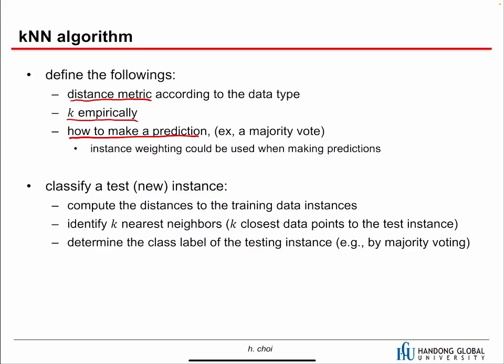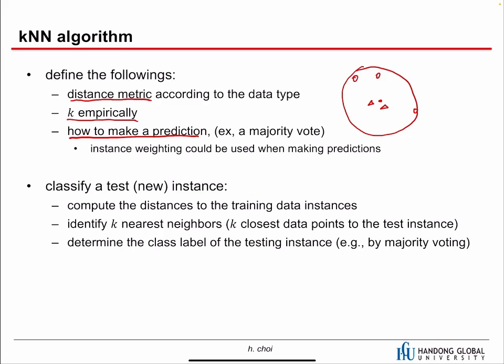So in the previous slide, I just used a majority vote, right? But that's not the only way. As in the previous slide, if we have 3 circles and 2 triangles, and we have a new sample around here, and K is 5, so we include 3 circles and 2 triangles. In this case, if we use a majority vote, then this one will be categorized into circles.